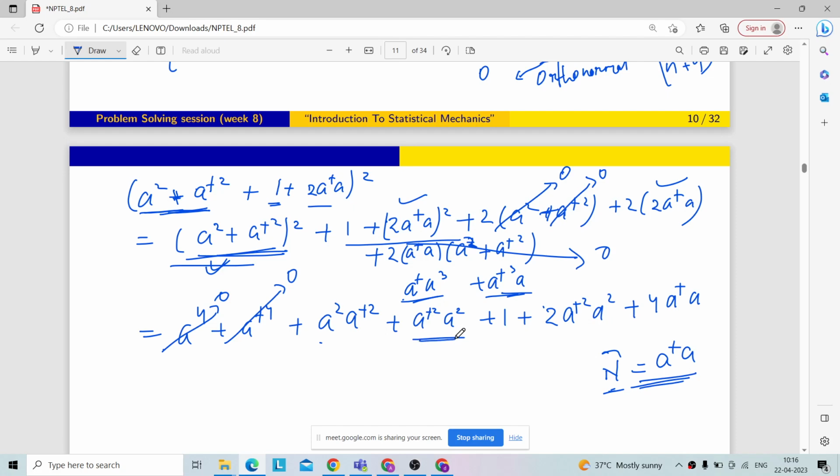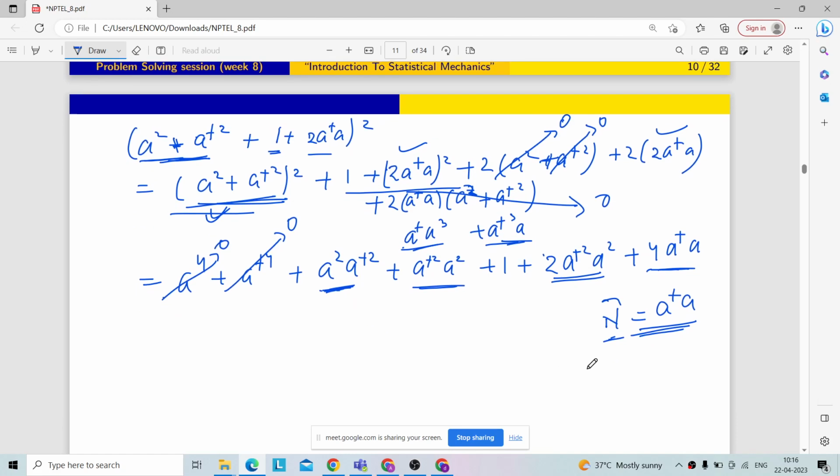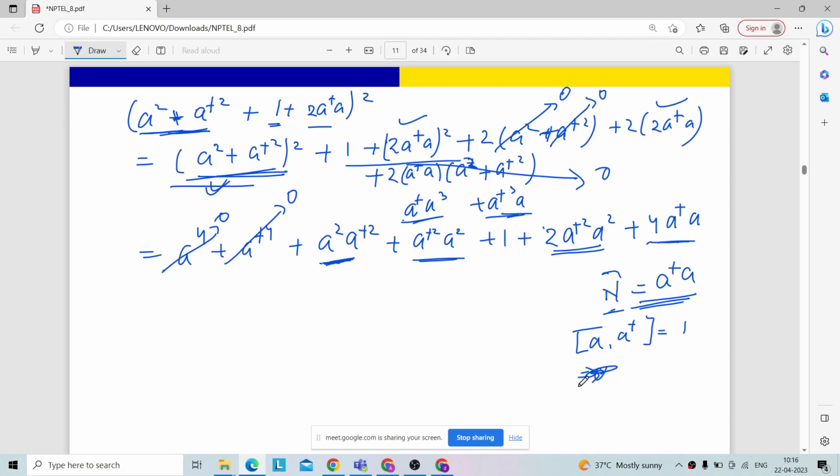So I have this kind of terms here, right. Then I have to change this using the commutation relation, a a dagger equal to 1. So from this I will get a a dagger as 1 plus a dagger a, right. So I have to put this in this formula. So let me collect all the terms first.